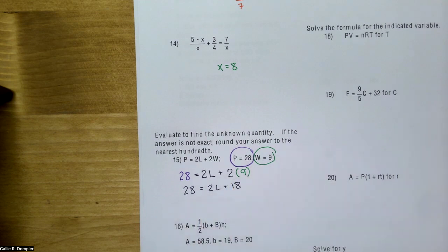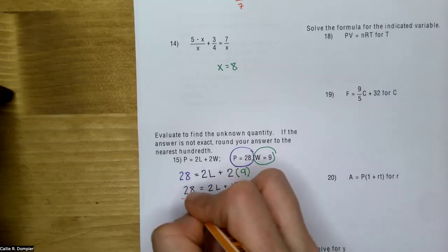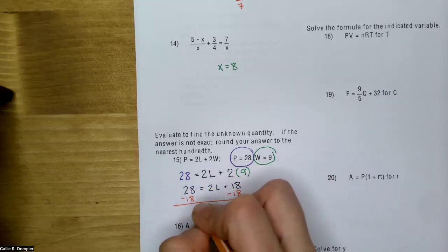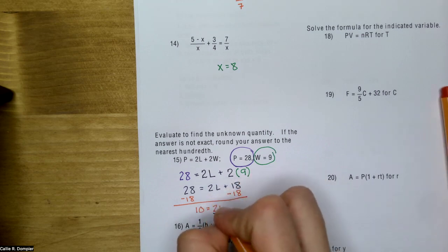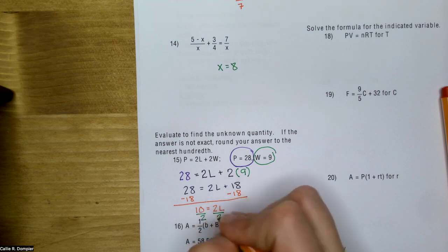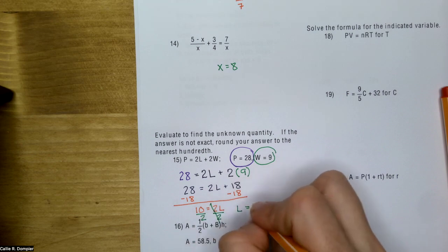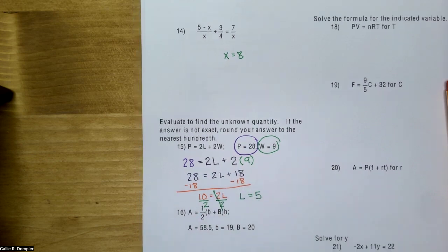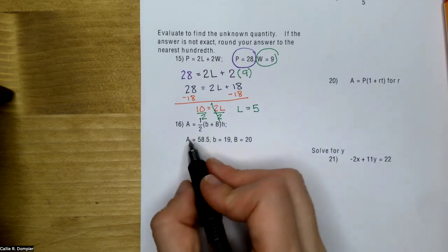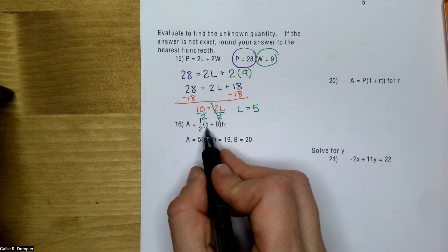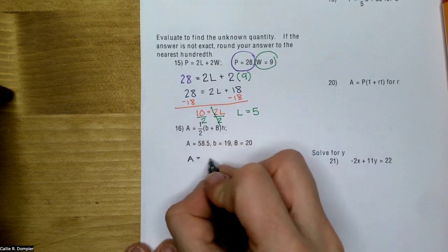Now we're just going to solve for L like we've been solving for x. So subtract 18, and we get 10 equal to 2L. L is being multiplied by 2, so we want to divide it by 2. That cancels, and we get L equals 10 divided by 2, or 5. Good? So you're just substituting in the value they gave you. A is equal to 1/2 of the quantity B plus B times H.